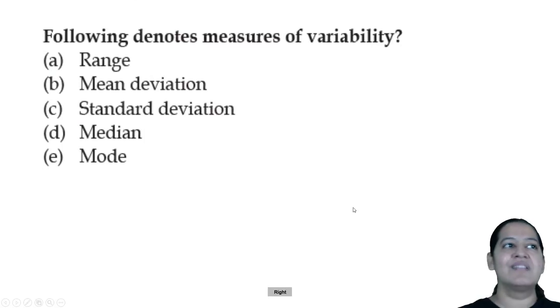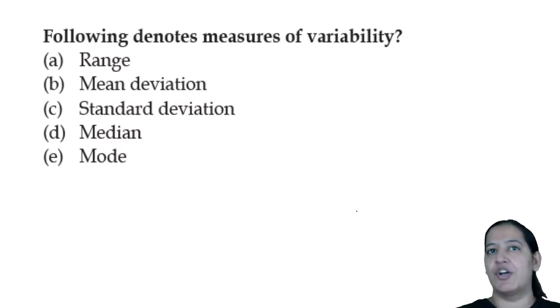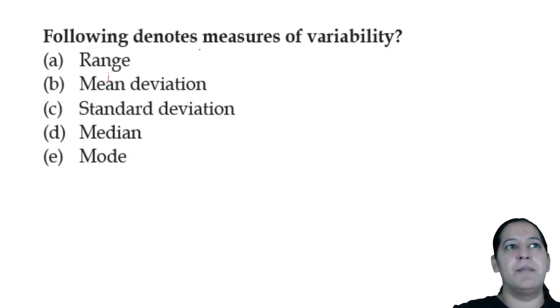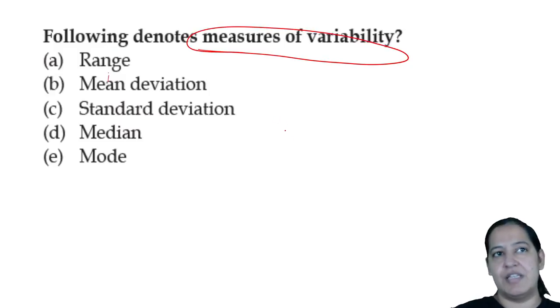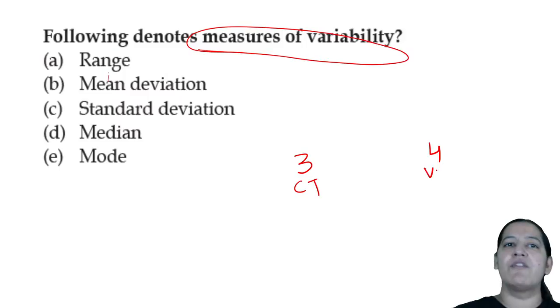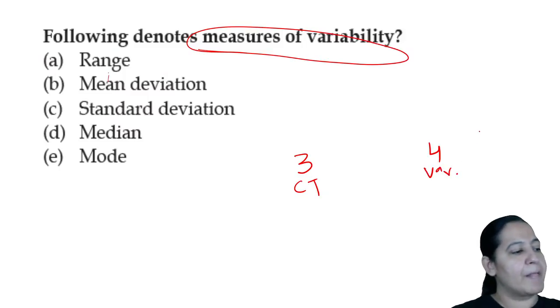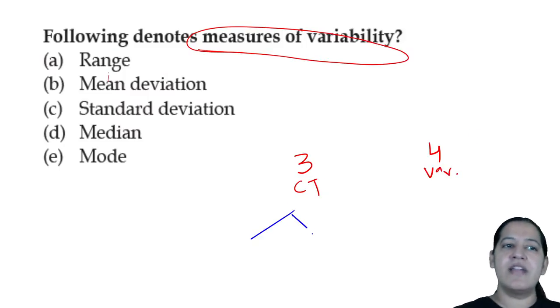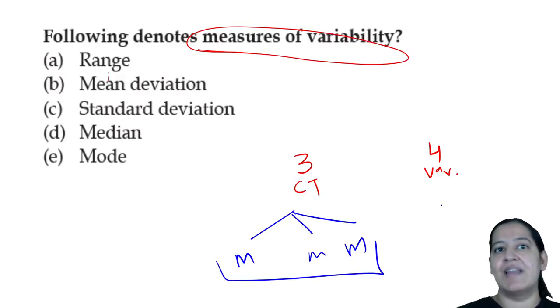Should I move further? This is the next question in front of you. It is a PGI question. You can give me multiple answers. The following denotes the measure of variability. There are 4 measures of variability. There are 3 measures for central tendency. Let me enumerate them, then you will tell me the answer. Central tendency, there are 3 measures: mean, median and mode. They measure the central tendency.